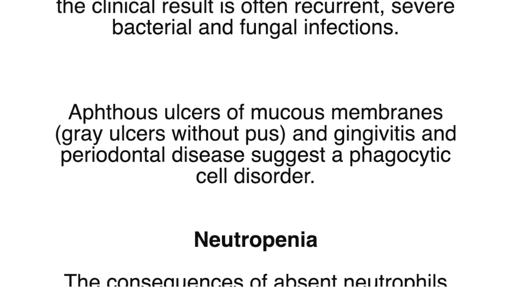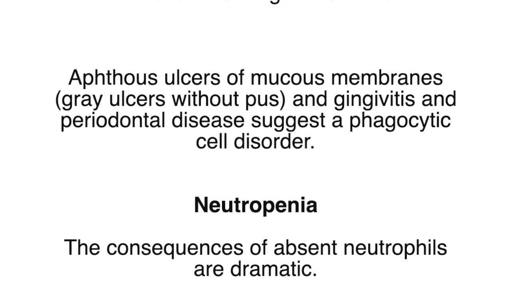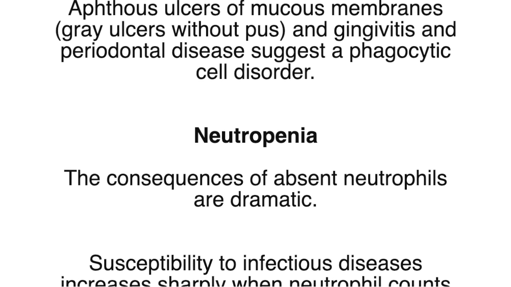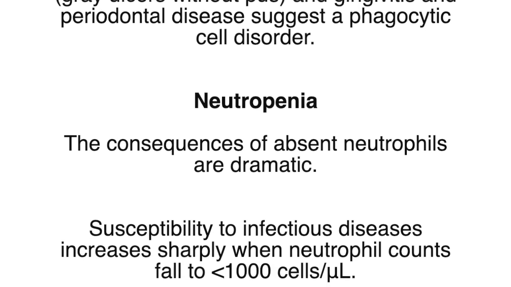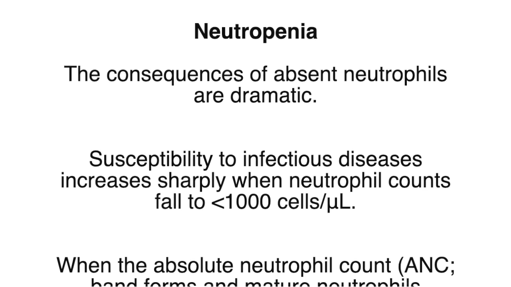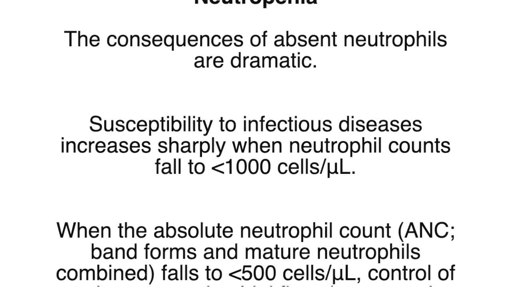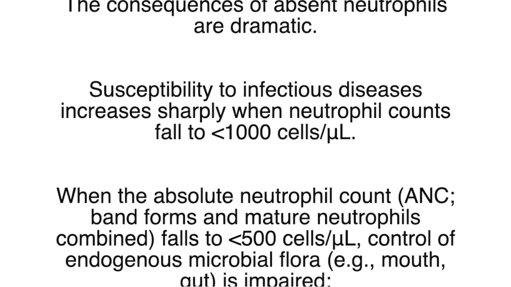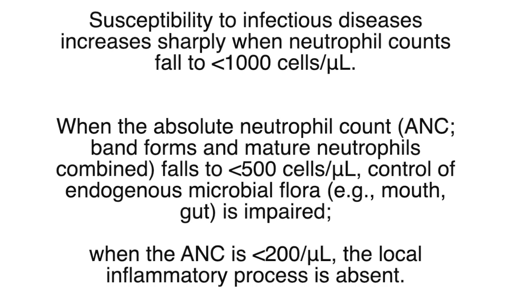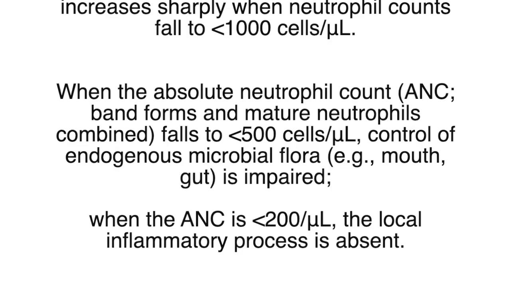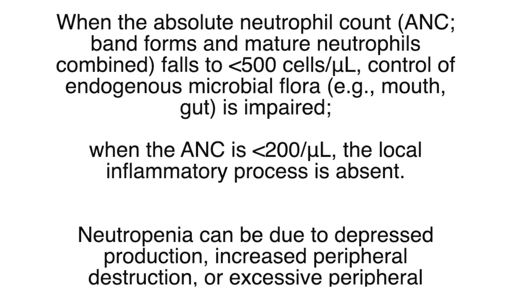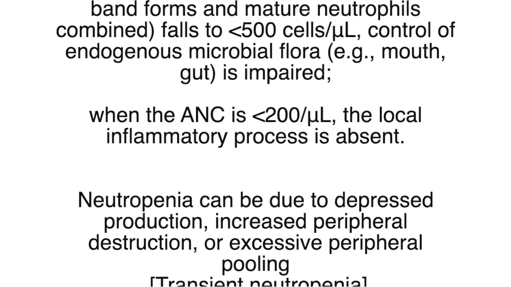Neutropenia. The consequences of absent neutrophils are dramatic. Susceptibility to infectious diseases increases sharply when neutrophil counts fall to below 1000 cells per microliter. When the absolute neutrophil count, ANC, band forms and mature neutrophils combined, falls to less than 500 cells per microliter, control of endogenous microbial flora, example mouth and gut, is impaired. When the ANC is below 200 per microliter, the local inflammatory process is absent.